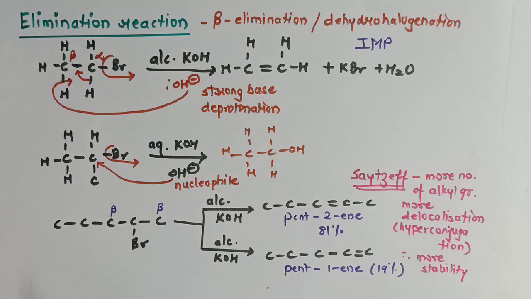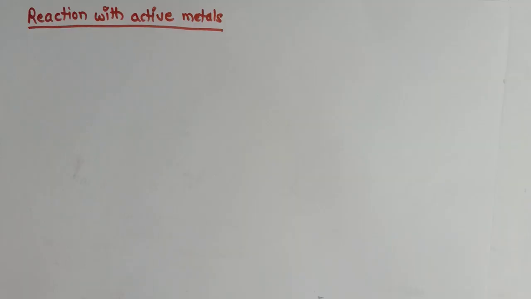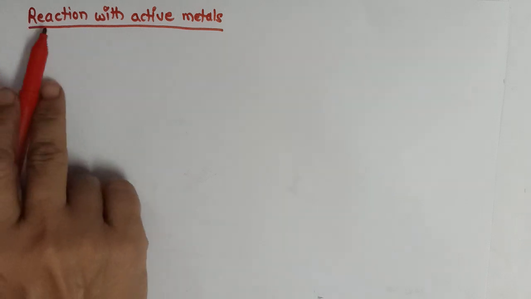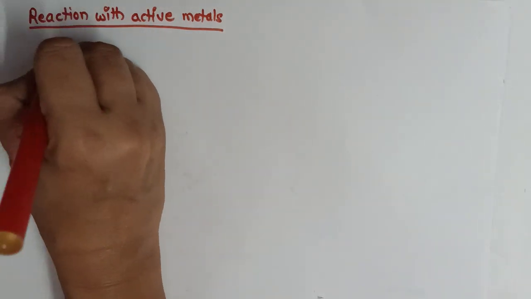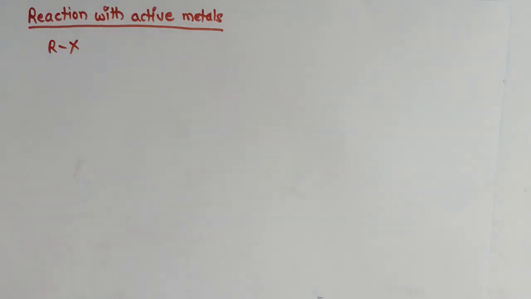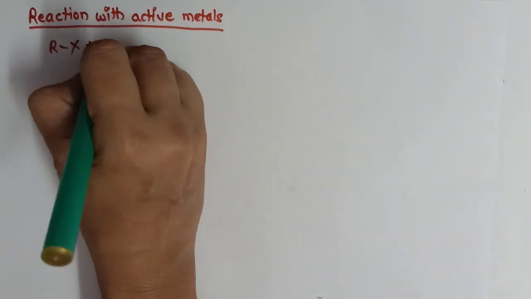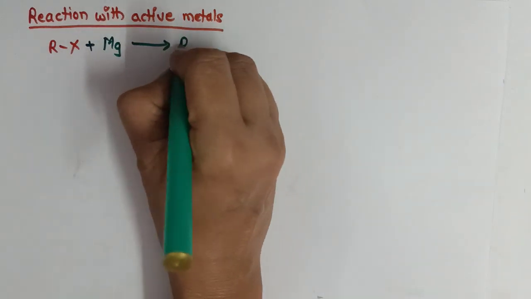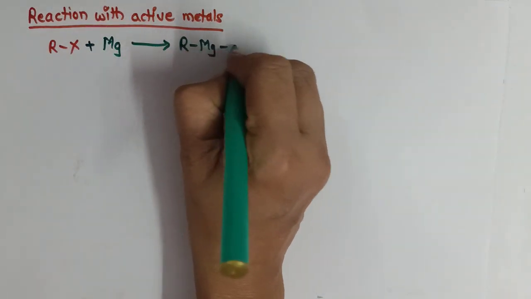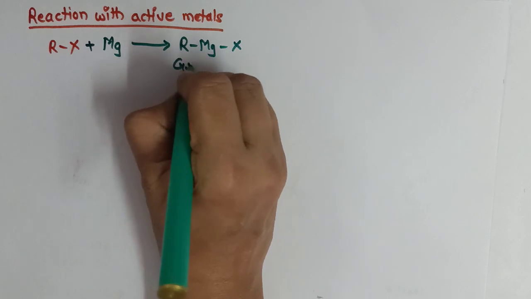So now we'll move on to the third part. So this is the third chemical property of haloalkanes, reaction with active metal. Any haloalkane, when it is treated with active metal like magnesium, gives an important class of compound called Grignard reagent.